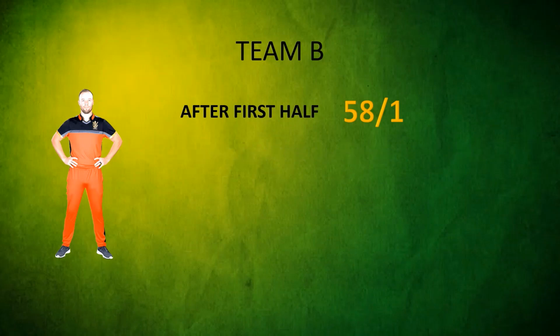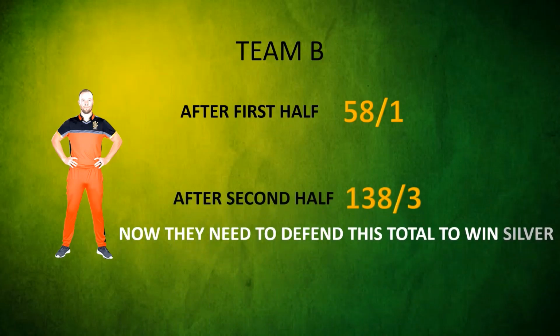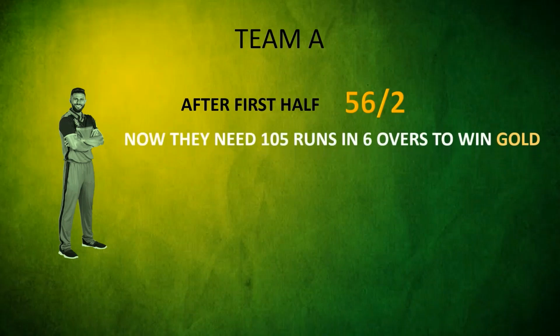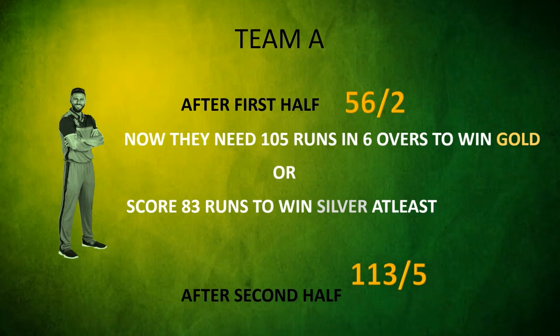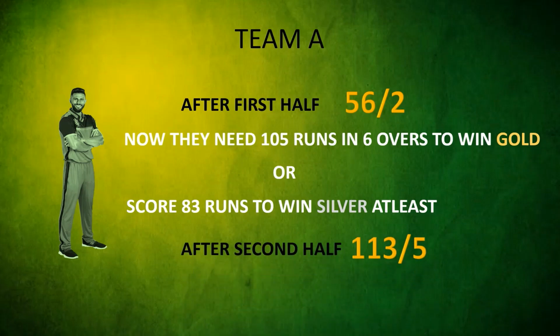But assume B failed to achieve this and ended up scoring 138 for 3 in their 12 overs. Now for gold, Team A needs to score 105 runs in their allotted 6 overs or at least score 83 runs to end up with silver, whereas Team B tries to defend its silver by not allowing A to go past 83 in their next 6 overs. Now it makes some sense, right? And it even seems interesting. Assume B succeeds in defending its silver and restricts A to a total of 113 for 5 and a bronze.